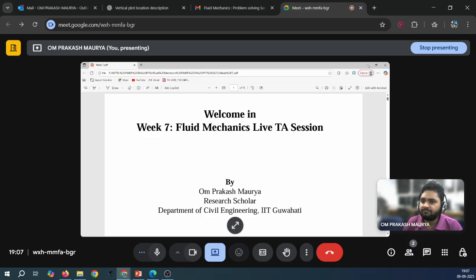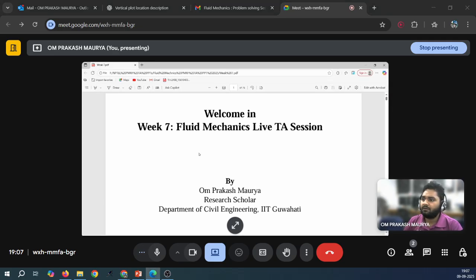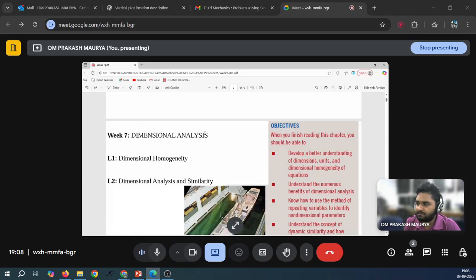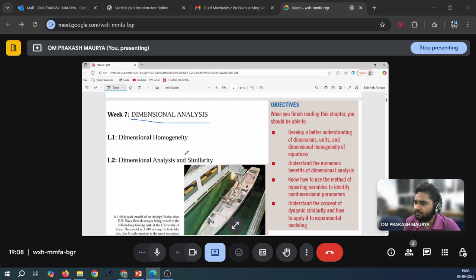Okay, now I'll start. So today I'm going to solve the questions of week number 7, fluid mechanics, which is about dimensional analysis. So as you can see here, we are going to discuss dimensional analysis. We are going to cover questions from dimensional homogeneity and dimensional analysis and similarity. So we are going to focus on these two topics.